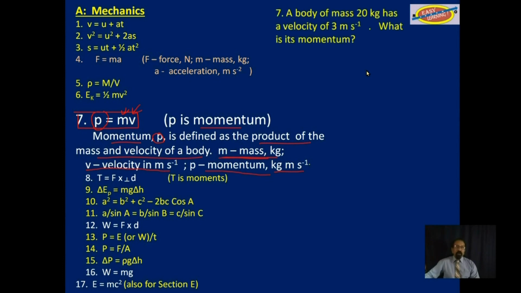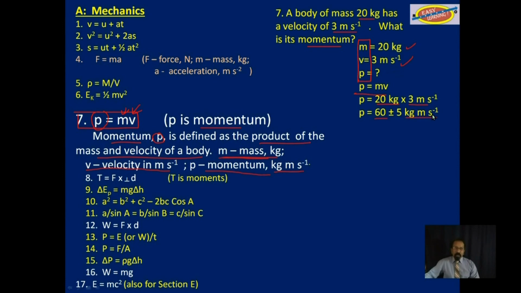A body of mass 20 kilograms has a velocity of 3 meters per second. What is its momentum? So we know the mass, we know the velocity. We want to find the momentum. Do we have a formula relating these three variables? Yes, P is equal to mv. We want to find P. We know m and we know v. We substitute those in the equation and we get 60 kilogram meters per second.